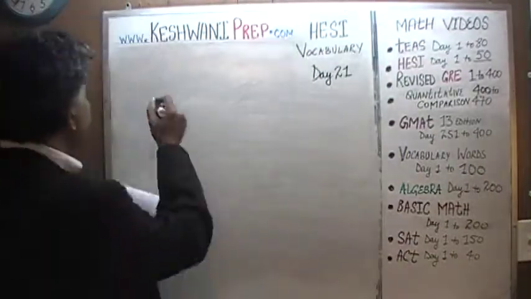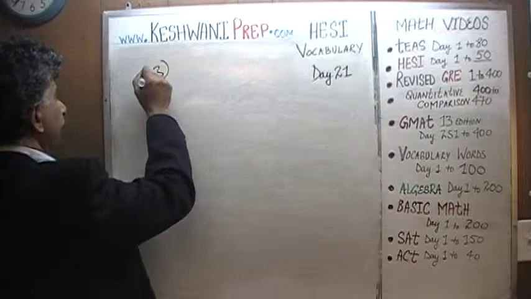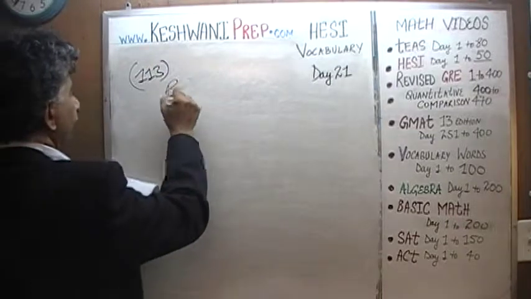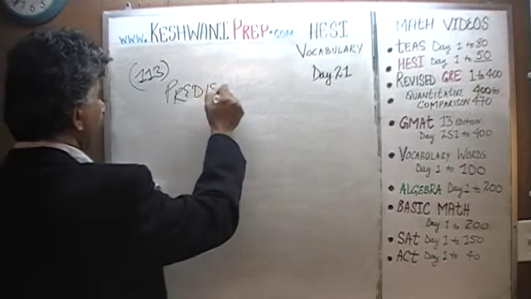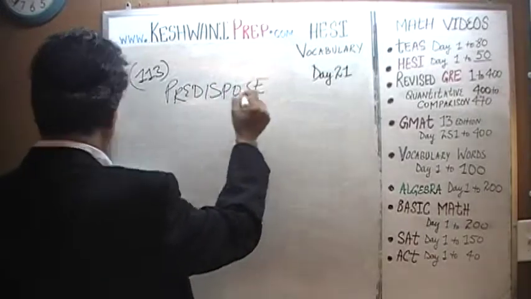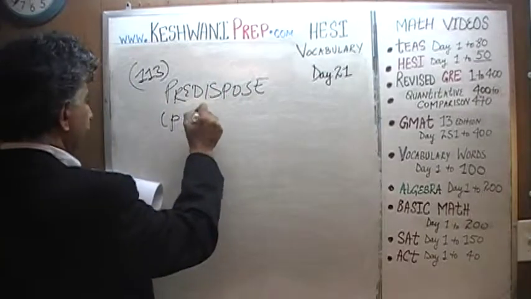Amen. The next word we have is 113, and the word is predispose. What does it mean if you're predisposed?